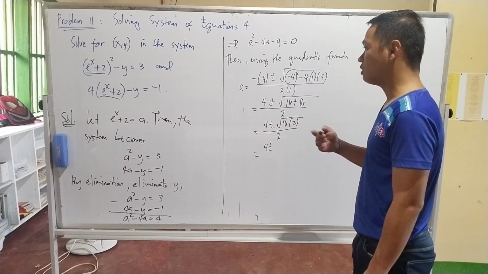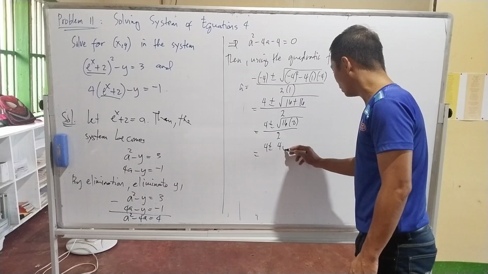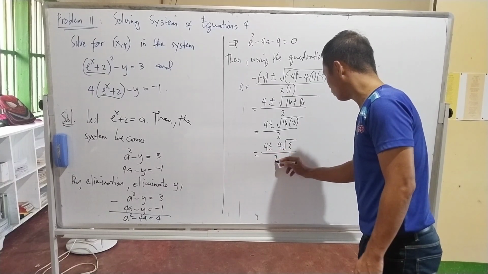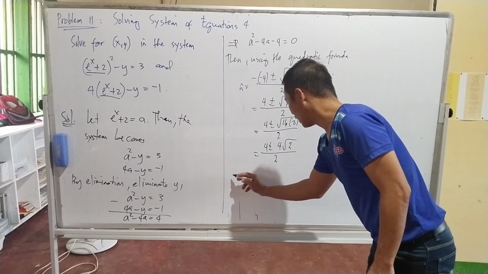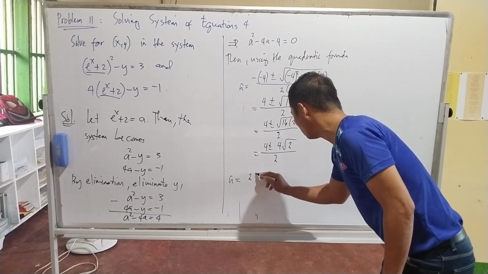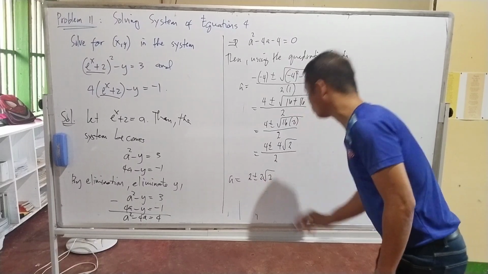By applying the nth root of the product, the square root of 16 will be 4, times the square root of 2. Then we have 4 ± 4√2 over 2. It follows that a is equal to 2 ± 2√2.